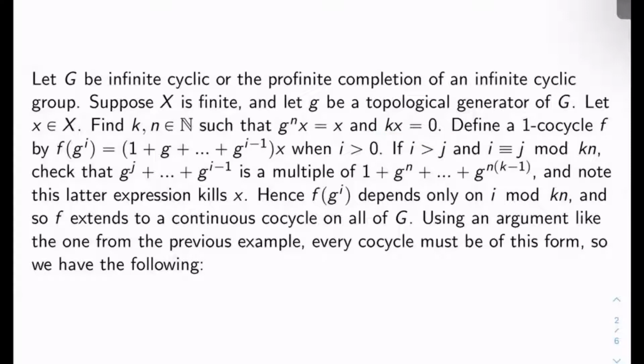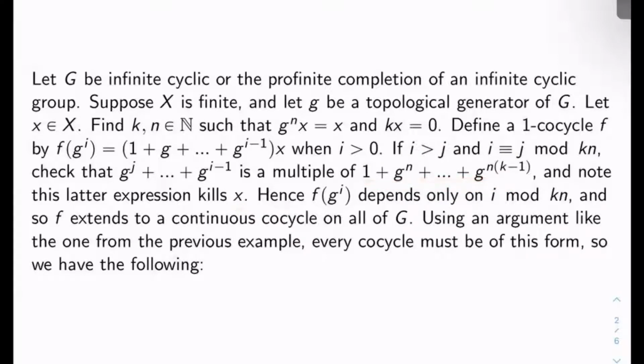Okay, let's define a one cocycle f by f of g^i equals (1 plus g plus ... plus g^(i-1)) times x when i is positive. Now, this is an easy little exercise for you, or maybe it's just obvious to you. If i is bigger than j and i equals j mod kn, you can check easily that g^j plus ... plus g^(i-1) is a multiple of 1 plus g^n plus ... plus g^(n(k-1)). And then it's also extremely easy to see that, basically by construction, this latter expression just kills x. So when you do this times x, you get 0.